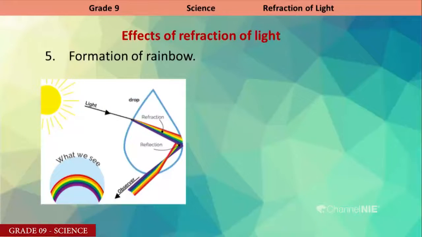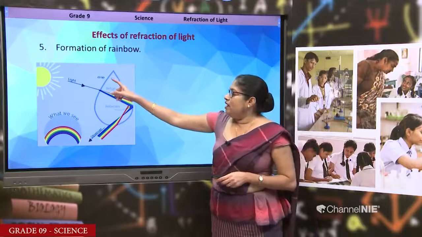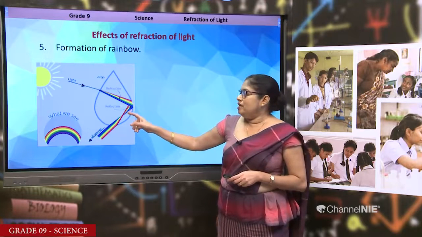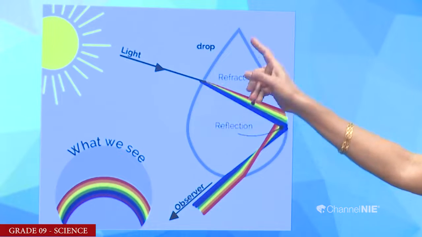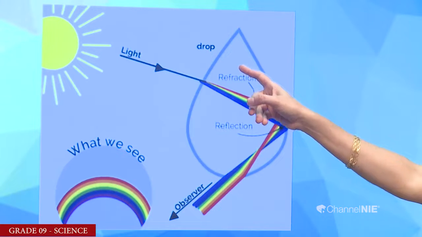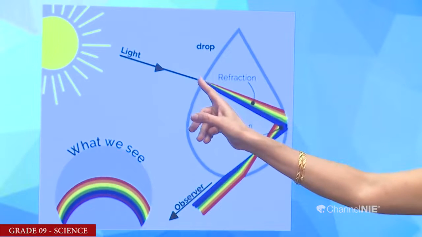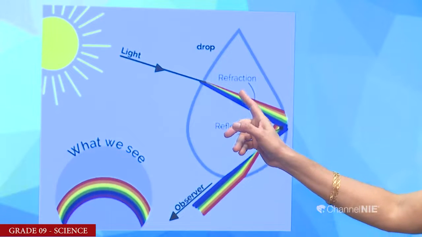This is the most interesting effect of refraction of light, that is the formation of a rainbow. Do you like to see a rainbow? Yes, you all have seen a rainbow, but you do not know how the rainbow is formed. This diagram shows how the rainbow is formed. This is the white light coming from the sun and this is a raindrop. You can see the white light is separated into its 7 colors.